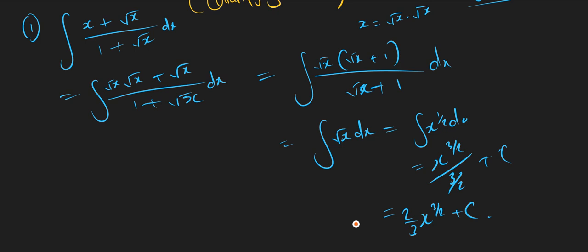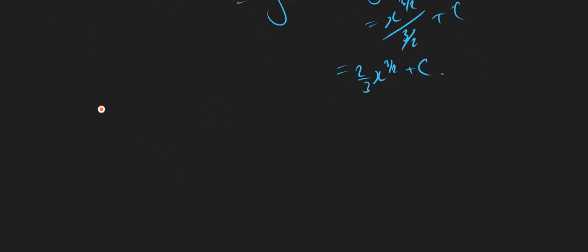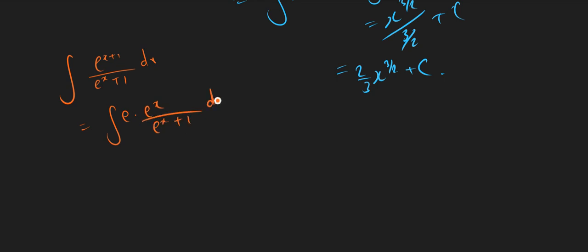Problem 2 says we should do the integral of e to the x times e to the x plus 1, all divided by e to the x plus 1, dx. Of course, you can write this as the integral of e multiplied by e to the x, all divided by e to the x plus 1, dx, and we can factor out e, and we write this as e times the integral of e to the x all divided by e to the x plus 1 dx.